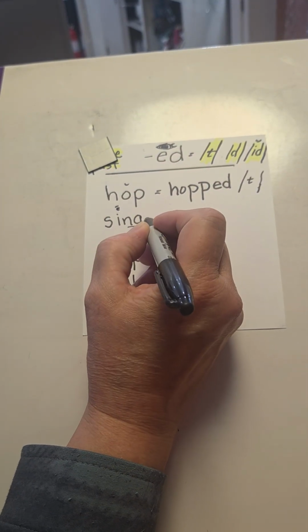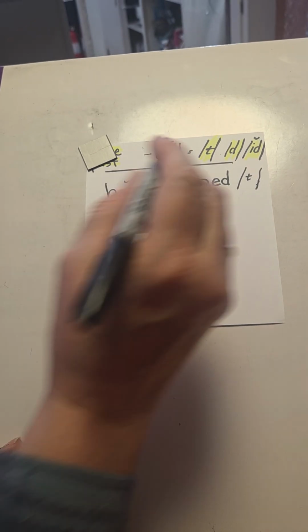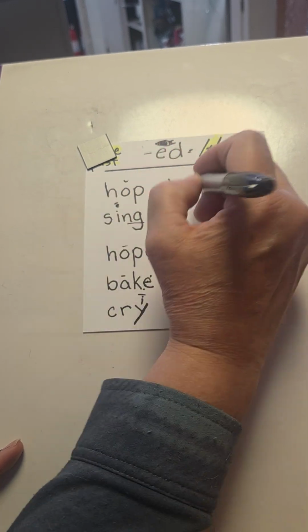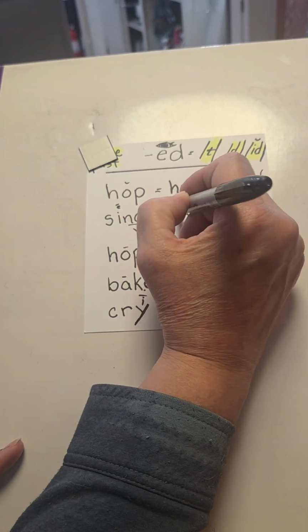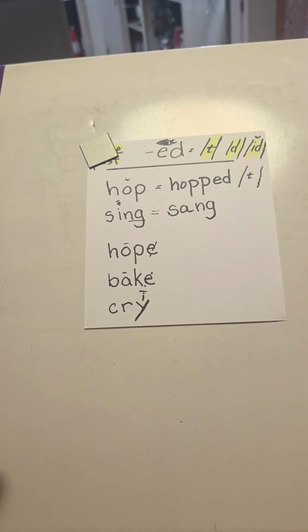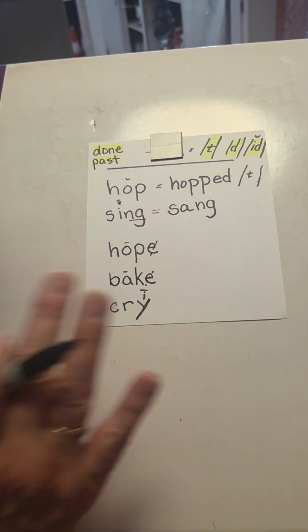Sing. This is called an irregular one. We don't say singed. We changed the whole word in some way. The I became an A. Sang. There's a whole group called irregular verbs. They don't put ed on to say past tense or that it's already done. So I can cover up the ed.